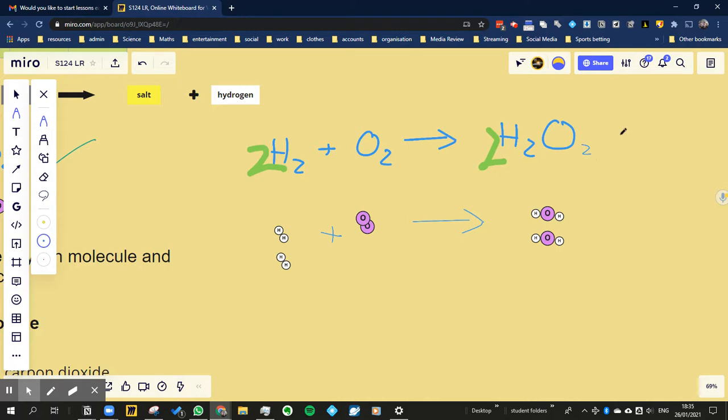H2O2, that is actually a different chemical. It's a chemical called hydrogen peroxide, and it's very poisonous. So you can't do that. We're making water, not hydrogen peroxide. We can change the number of molecules, okay? Right.